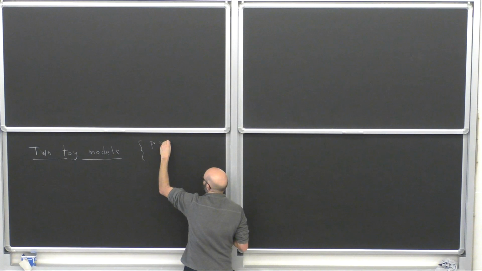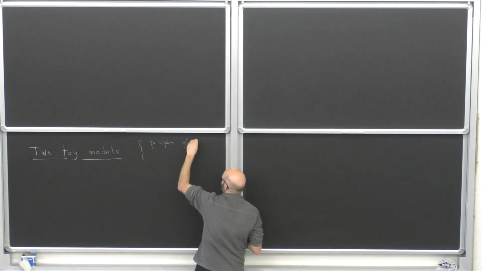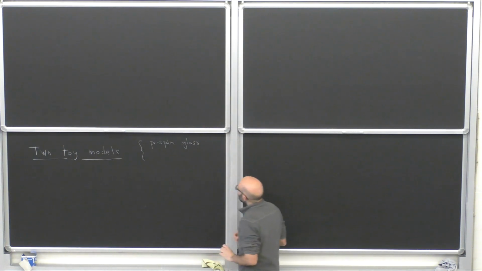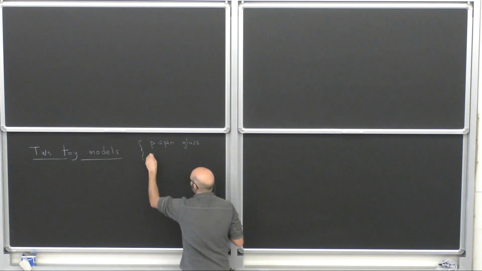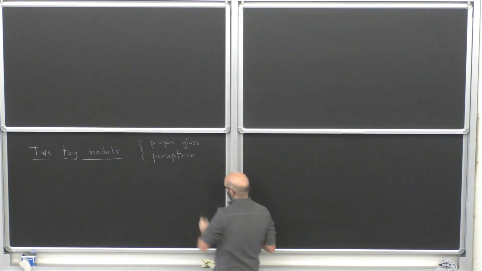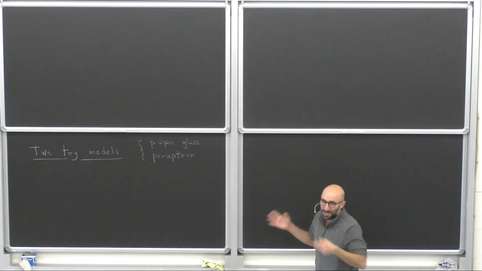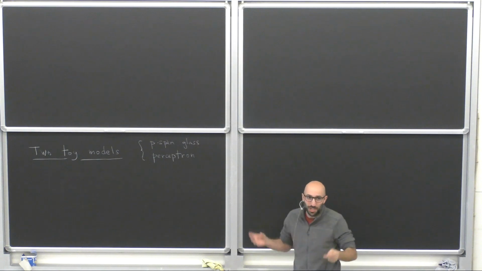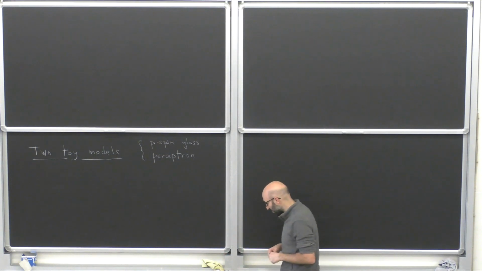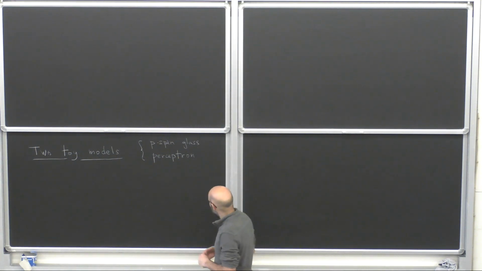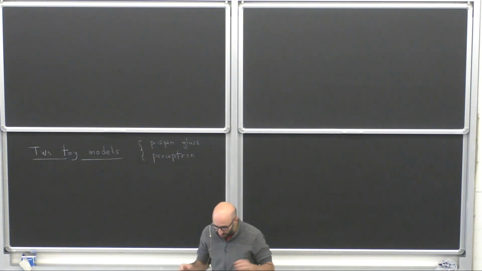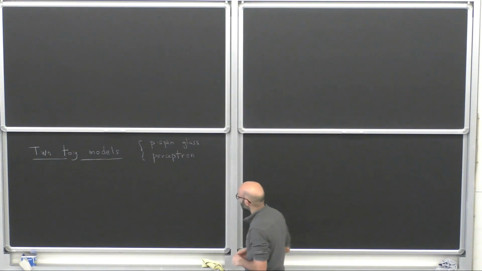Just to give them names, the first one is called the p-spin glass, and it's basically the easiest spin glass. And the second one is called the perceptron. It's the simplest machine that you can meet when you study problems in machine learning. So it's interesting to make the connection between spin glasses and, let's say, machine learning and problems like that.